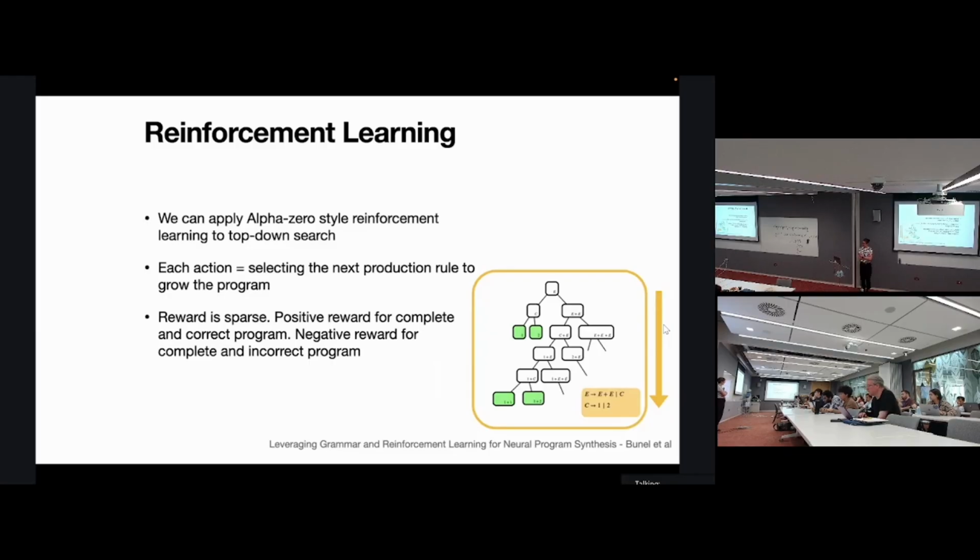I also briefly want to tell you about other ways of combining machine learning with synthesis. Essentially, the idea is that you want to learn some heuristics. One of the best ways of doing this is to simply use reinforcement learning. So we're searching this top-down tree again. In this instance, if you're applying reinforcement learning, the action your agent takes is picking the next production rule to grow the program.